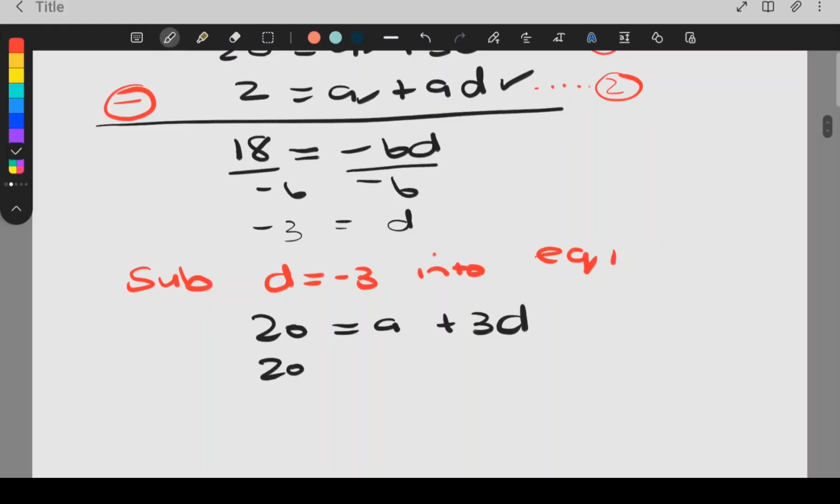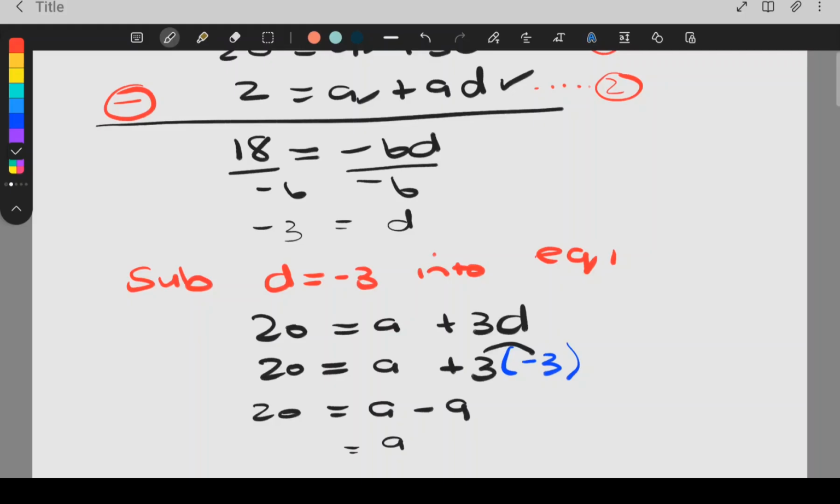And wherever there's a d, I'm going to replace it with negative 3 because d is negative 3. So now this is negative 9. I get a to be 20 plus 9, which is 29.